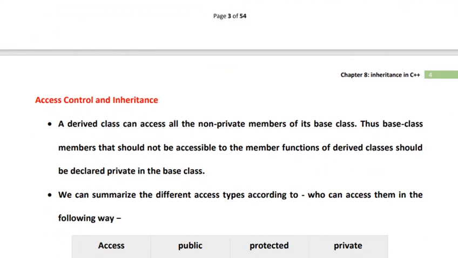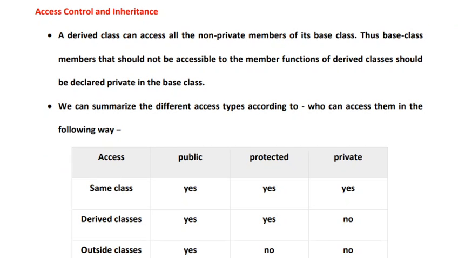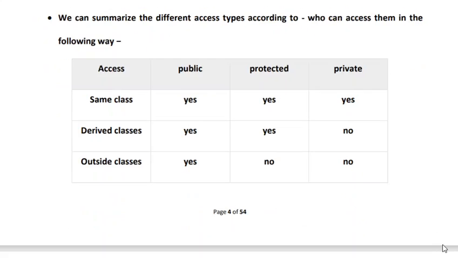Likewise, we have also discussed access control and inheritance. We have learned that a derived class can access all the non-private members of the base class. This is a very important statement that one needs to understand. And then we have summarized the access control with the help of a very simplified table, wherein we had the various levels of access from the same class, derived class, and outside the class.